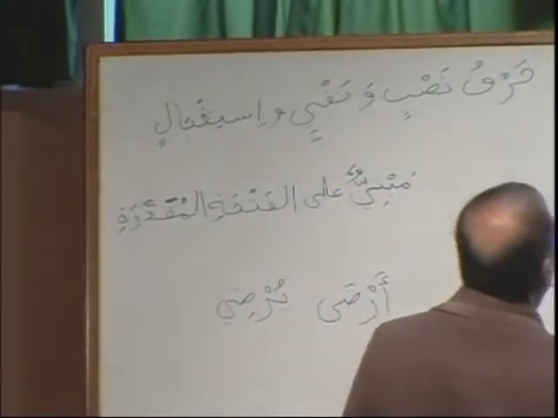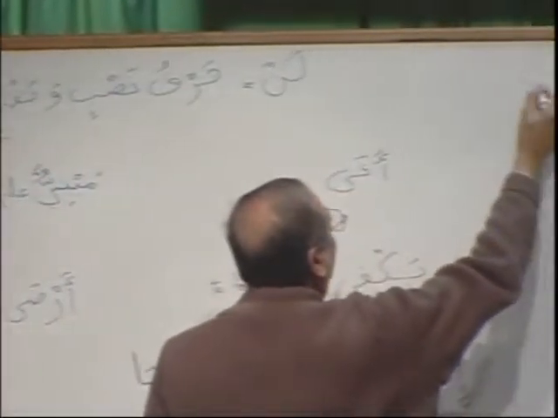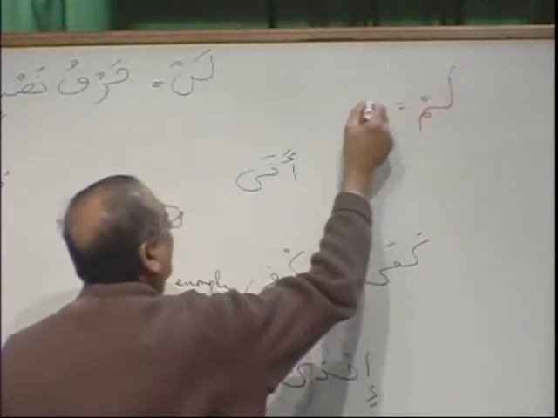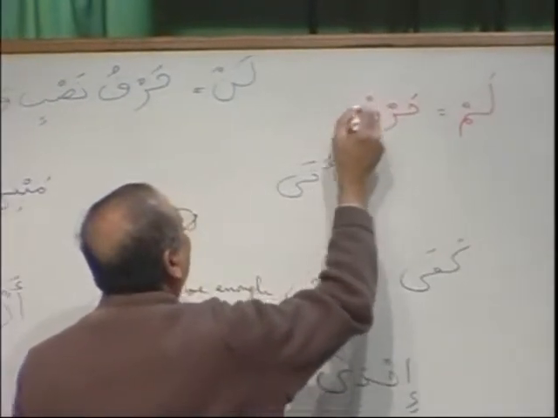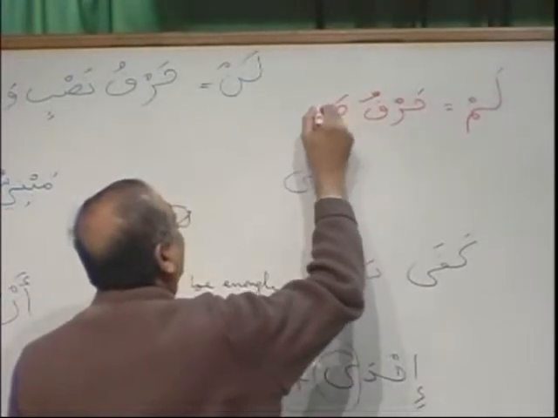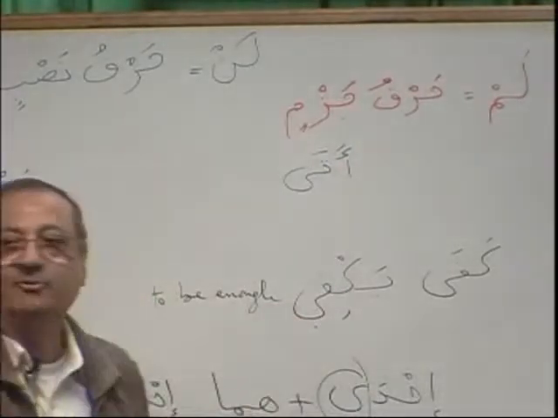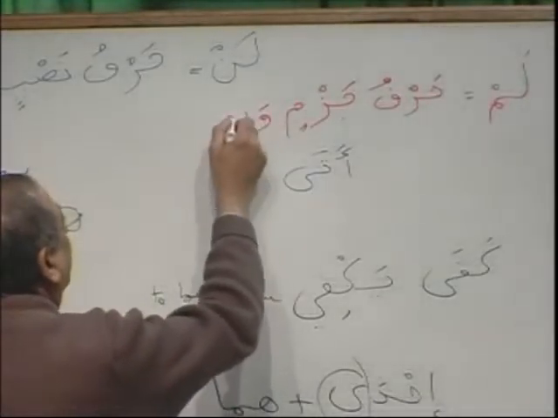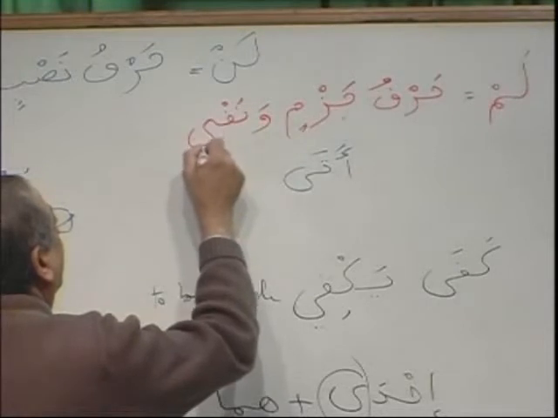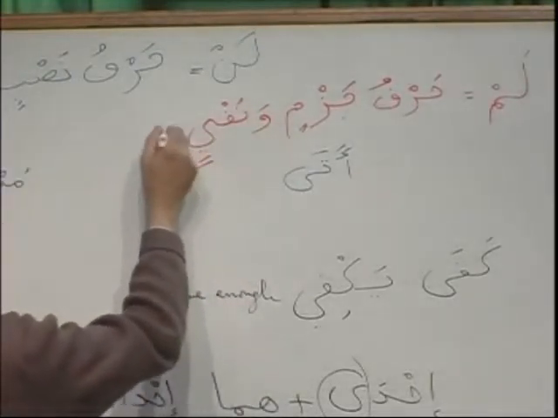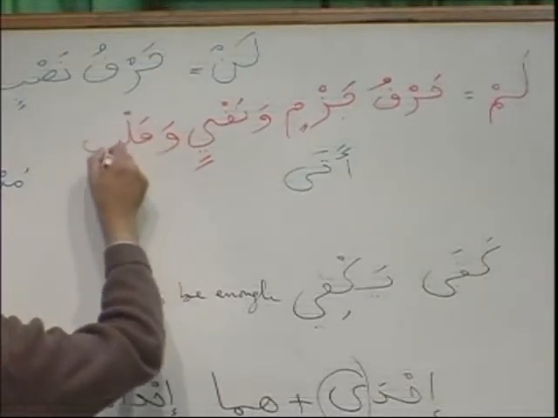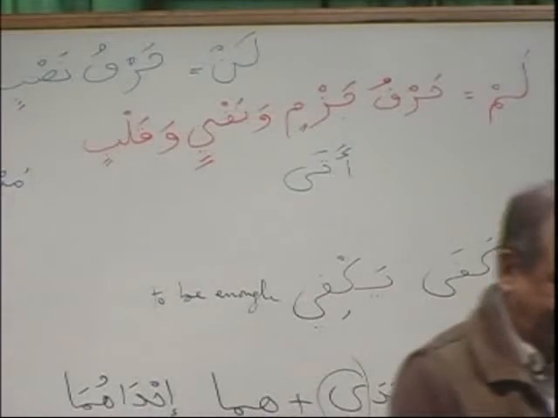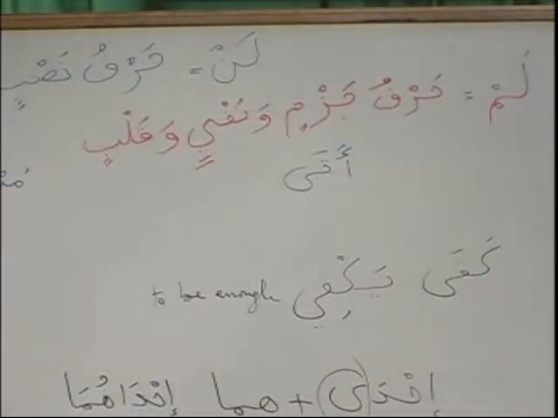Now, what is lam? I will start from here. Lam, harfu jazmin. It will give jazm to fi'l mudari'. Harfu jazmin wa nafiyan, negation. Okay? Wa qalbin. Are you with me, brothers and sisters? So, harfu jazmin, it will make fi'l mudari' majzum.